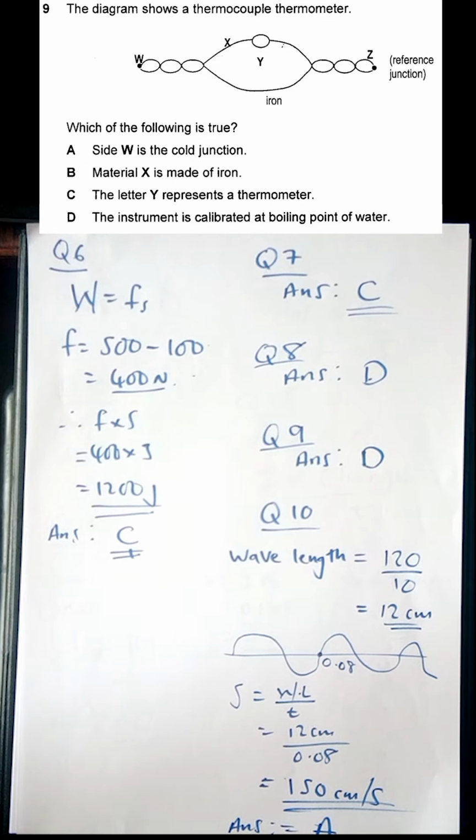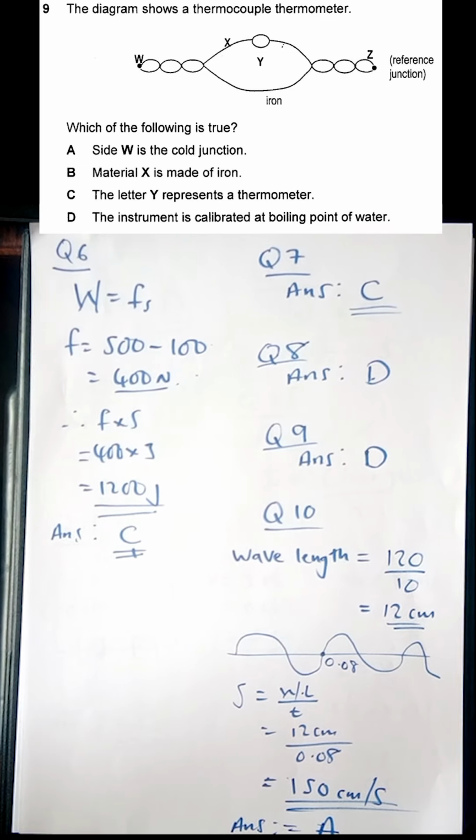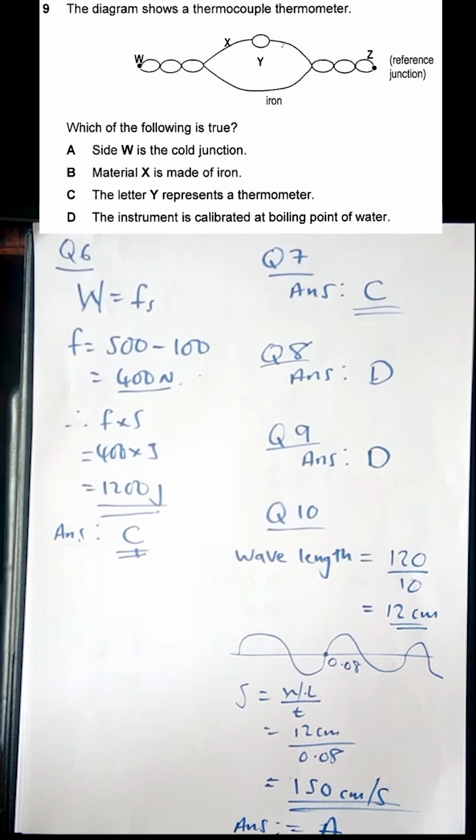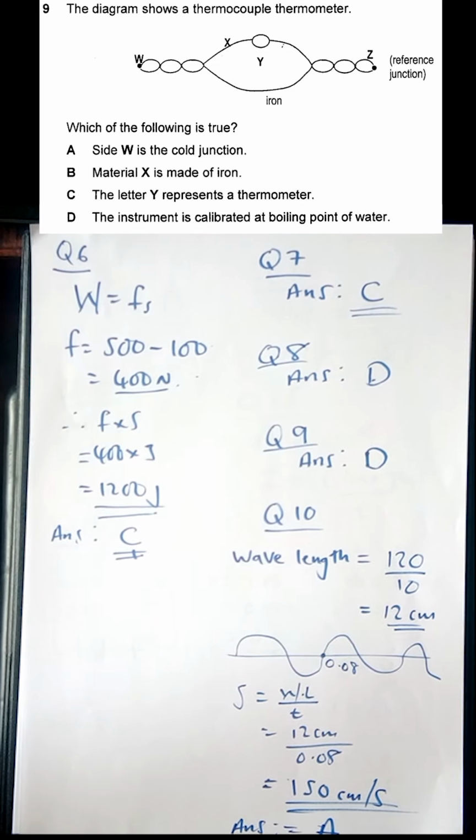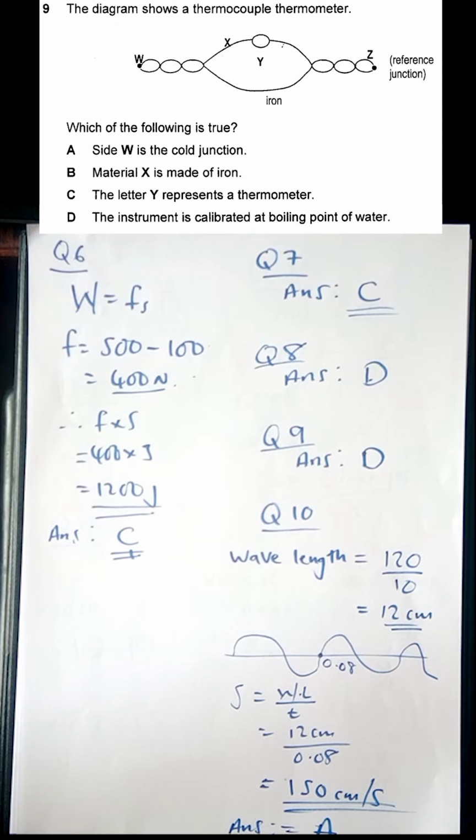Question number 9. The diagram shows the thermocouple thermometer. Which of the following is true? The true statement is found on option D: the instrument is calibrated at the boiling point of water.